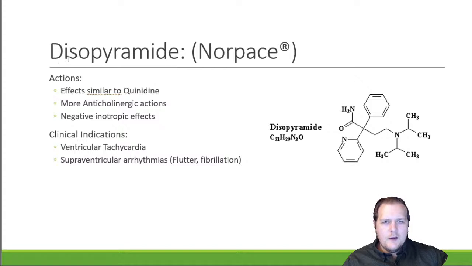And then the last one here in class 1 is disopyramide or Norpace. Similar activities to quinidine, even more anticholinergic actions, right? So you can see things like constipation, you can see dry mucous membranes, all the stuff that goes along with anticholinergic sort of effects there. And it'll have some negative inotropic effects that can actually diminish some of your contractility there. What you're going to see this used for is typically for either ventricular arrhythmias or supraventricular arrhythmias. Like I mentioned before, the class 1 antiarrhythmics can be used for either.